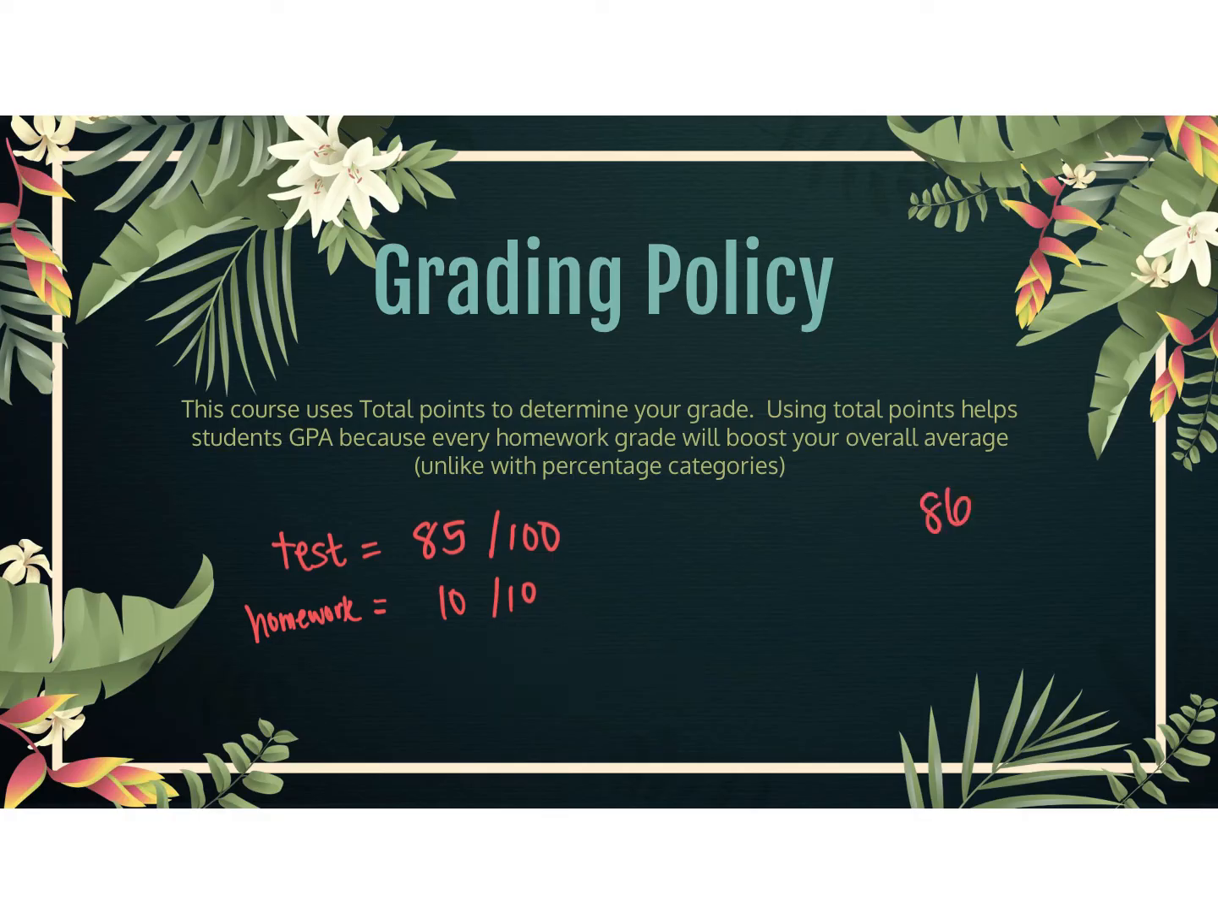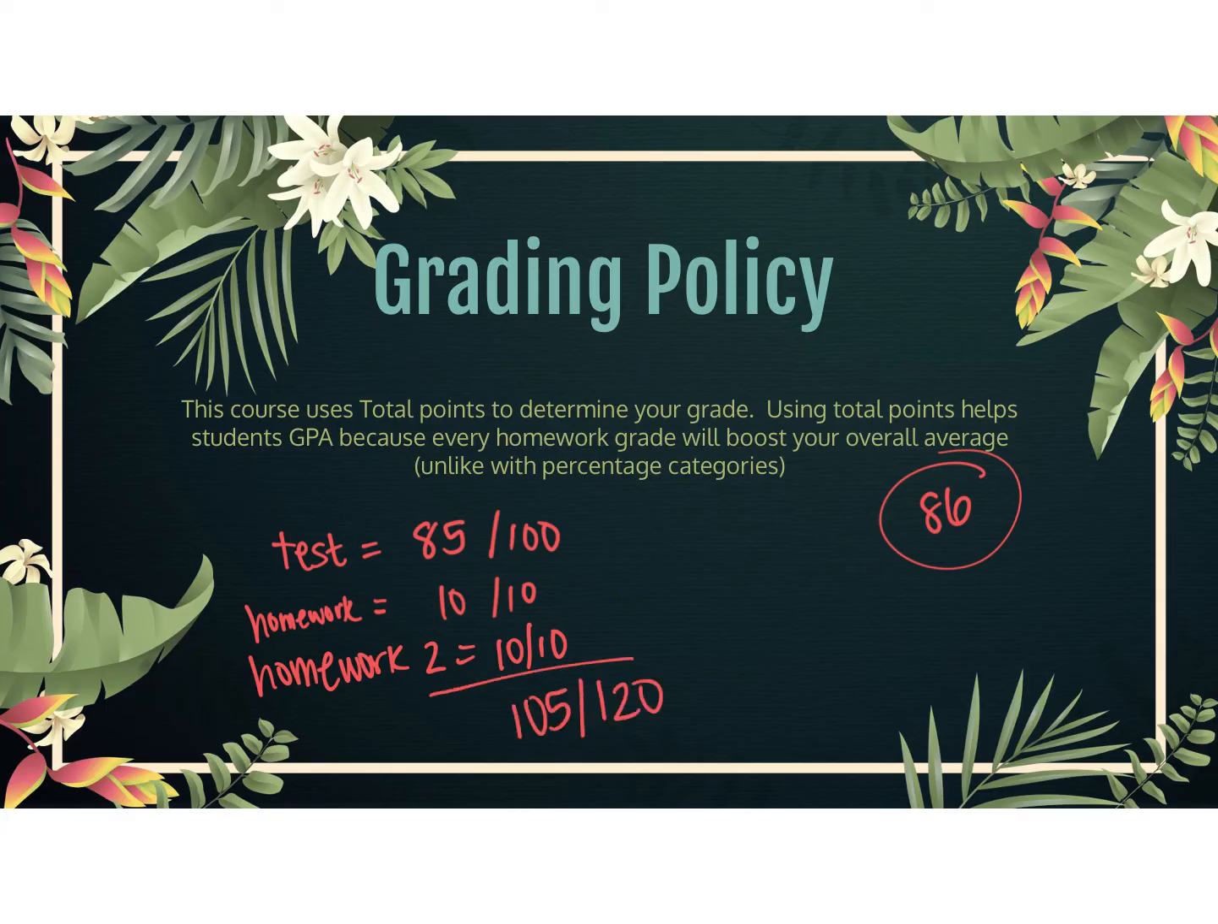Let me show you. So our old grade was an 86. And again, if we were using categories, even if the student got another 100 on the next homework assignment, because the category is already at 100, that grade doesn't change. But with total points, homework 2, if the student gets 100 on it, would come out to 105 points earned out of 120, which actually boosts this student's grade up to an 88. So every homework assignment has the power to help your grade out.